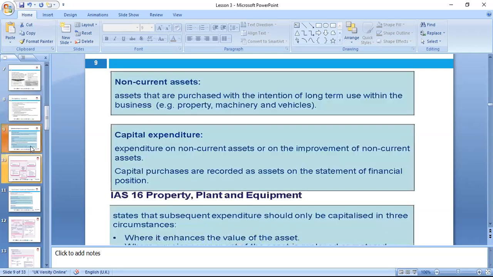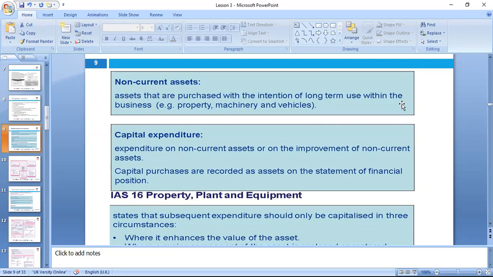Okay. Next, we're looking at asset, non-current assets, capital expenditures, IAS 16, property, plant, equipment, subsequent expenditures, and should only be capitalized in these circumstances. Yes. So IAS 16 is about value of property and plant, which shows the depreciation. Depreciation can be straight line method, one fixed depreciation every year. Diminishing balance method, always the carrying value of the asset, which means the asset minus accumulated depreciation, finding the carrying value, and we do the asset valuation.